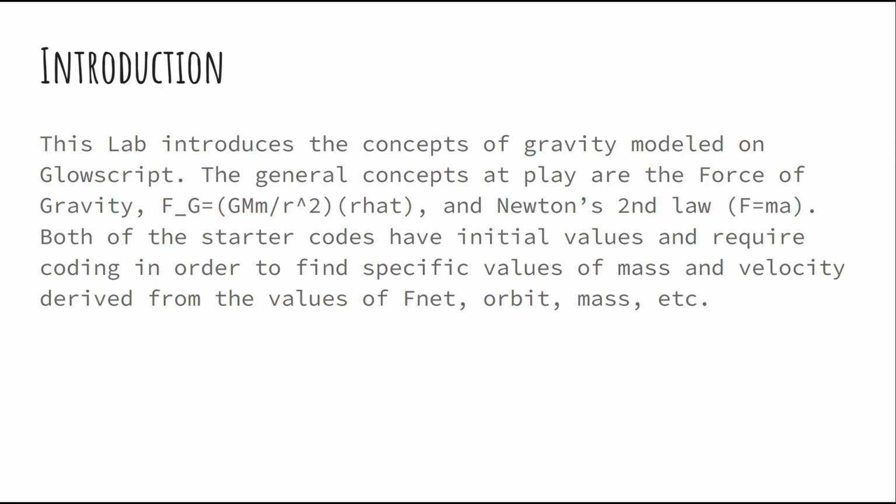This lab introduces the concepts of gravity modeled on GlowScript. The general concepts at play are the force of gravity and Newton's second law. Both of the starter codes have initial values, the first one having random initial values and the second one having preset initial values. And they both require coding in order to find specific values of mass and velocity derived from the values of FNet, orbit, mass, and others. All of this was done on GlowScript from starter code supplied in the lab introduction and to-do.